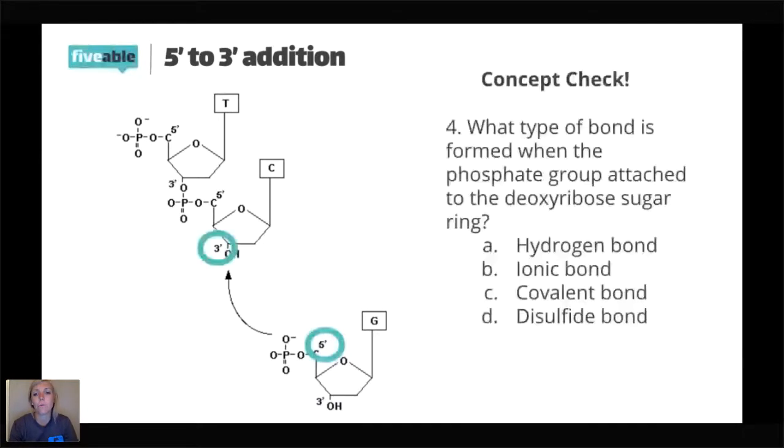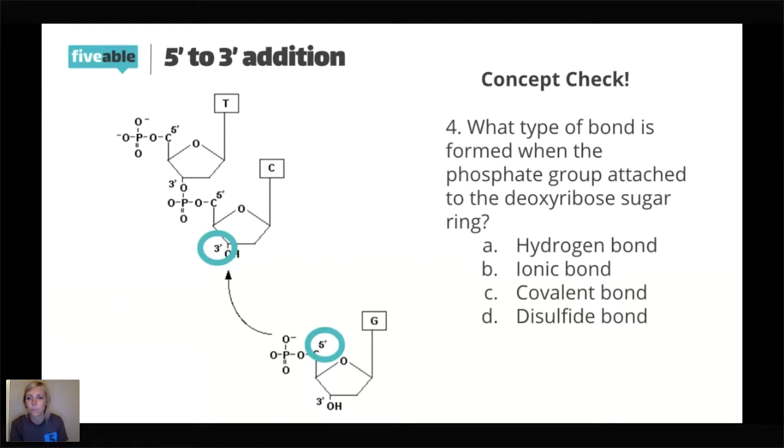What type of bond is formed when the phosphate group attaches to the deoxyribose sugar ring? So your phosphate and your sugar, what kind of bond are they making? The answers are: A, hydrogen bond; B, ionic; C, covalent; or D, disulfide bond. Once we've connected those two ends, what type of bond is the phosphate sugar backbone using? Oh, I think 2 of you already answered. Awesome.